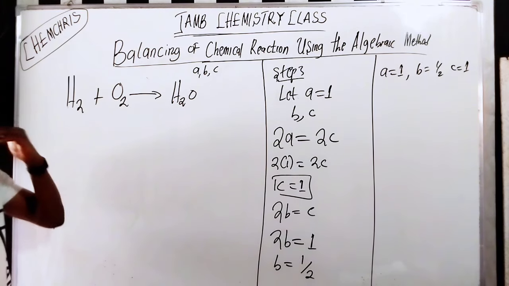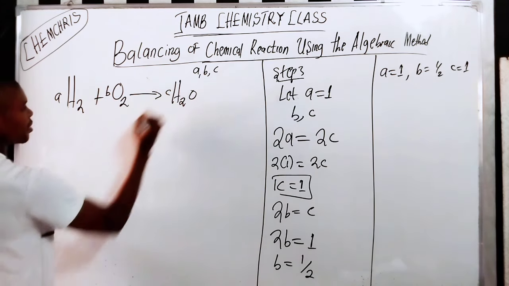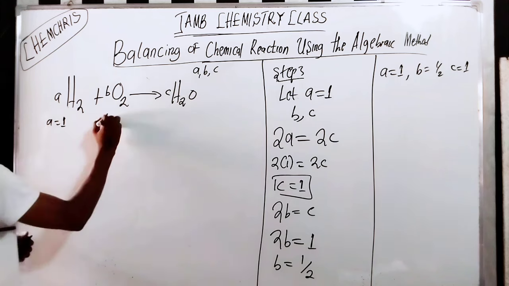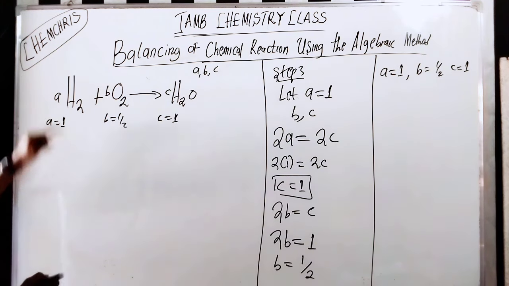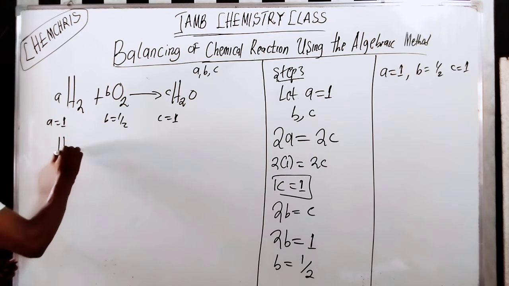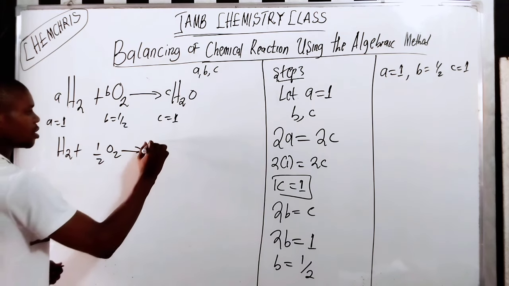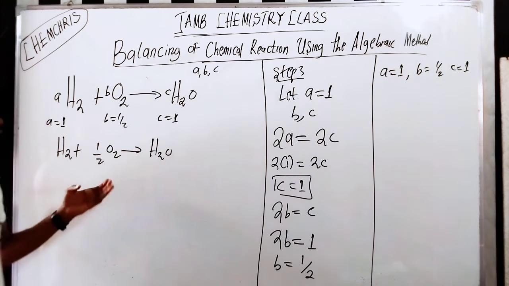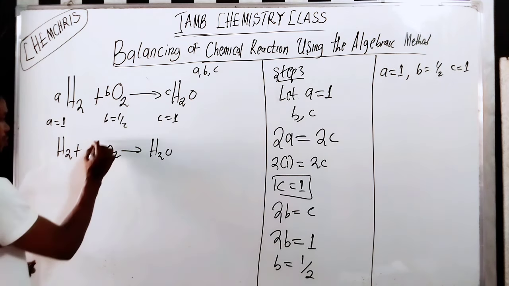So next, please pay close attention here. Remember, here we have A, B, and C, right? So my A is 1. My B is 1 over 2. My C is 1, right? So next you want to input them inside. If you input 1 here, it will be H2 plus half O2 gives you H2O. Do you understand? Although this is a balanced equation, we don't want to leave it like this. We don't want to have a fraction.